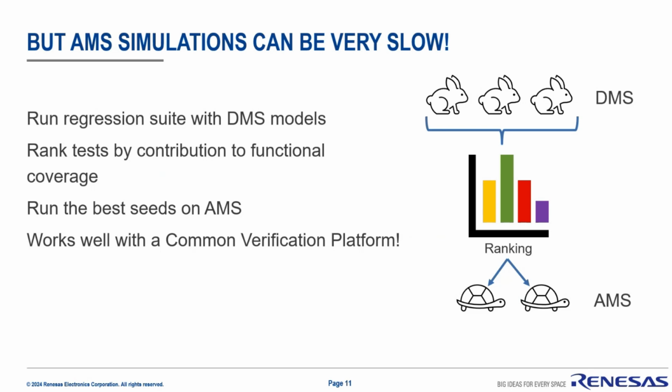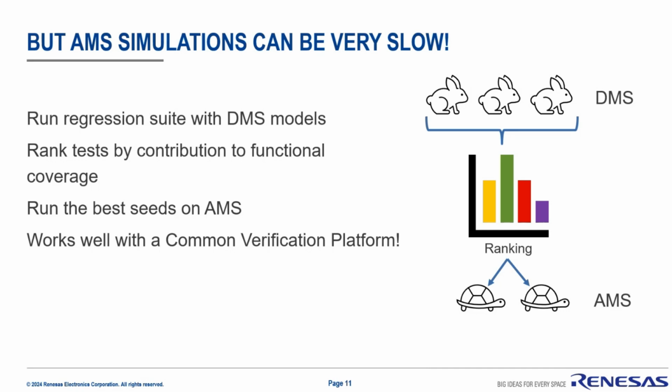One pushback we get from our teams internally is that, well, we don't want to run all these constrained random simulations because our AMS simulations take days, so we can't do this. It doesn't make any sense to us. What you can do, though, is if you've got a common verification platform where you can run the same tests on DMS that you can on AMS, you can run your regression suite with the DMS in a fast mode, with the constrained random stimulus that you generated, with your coverage in place. Then you look at the functional or code coverage and you rank the tests according to their optimal coverage.